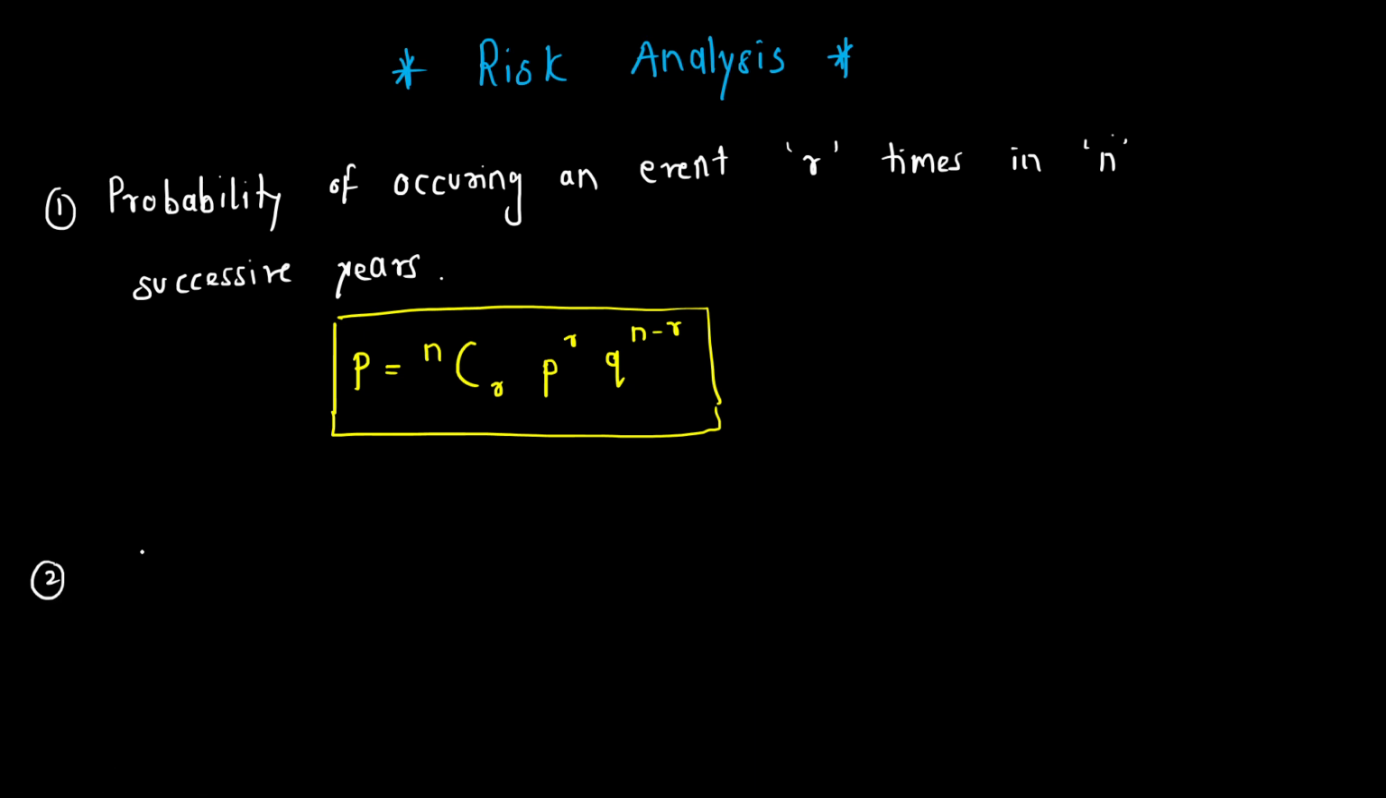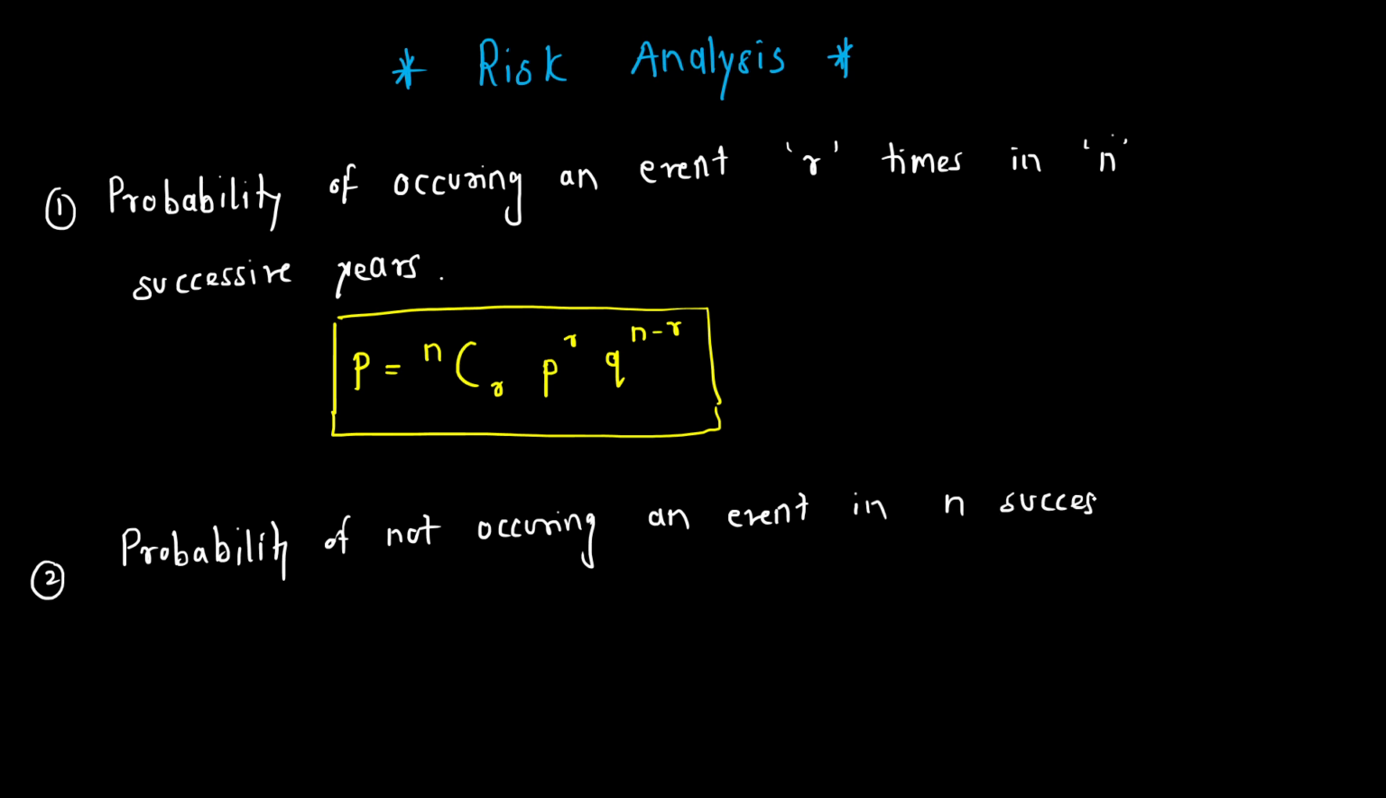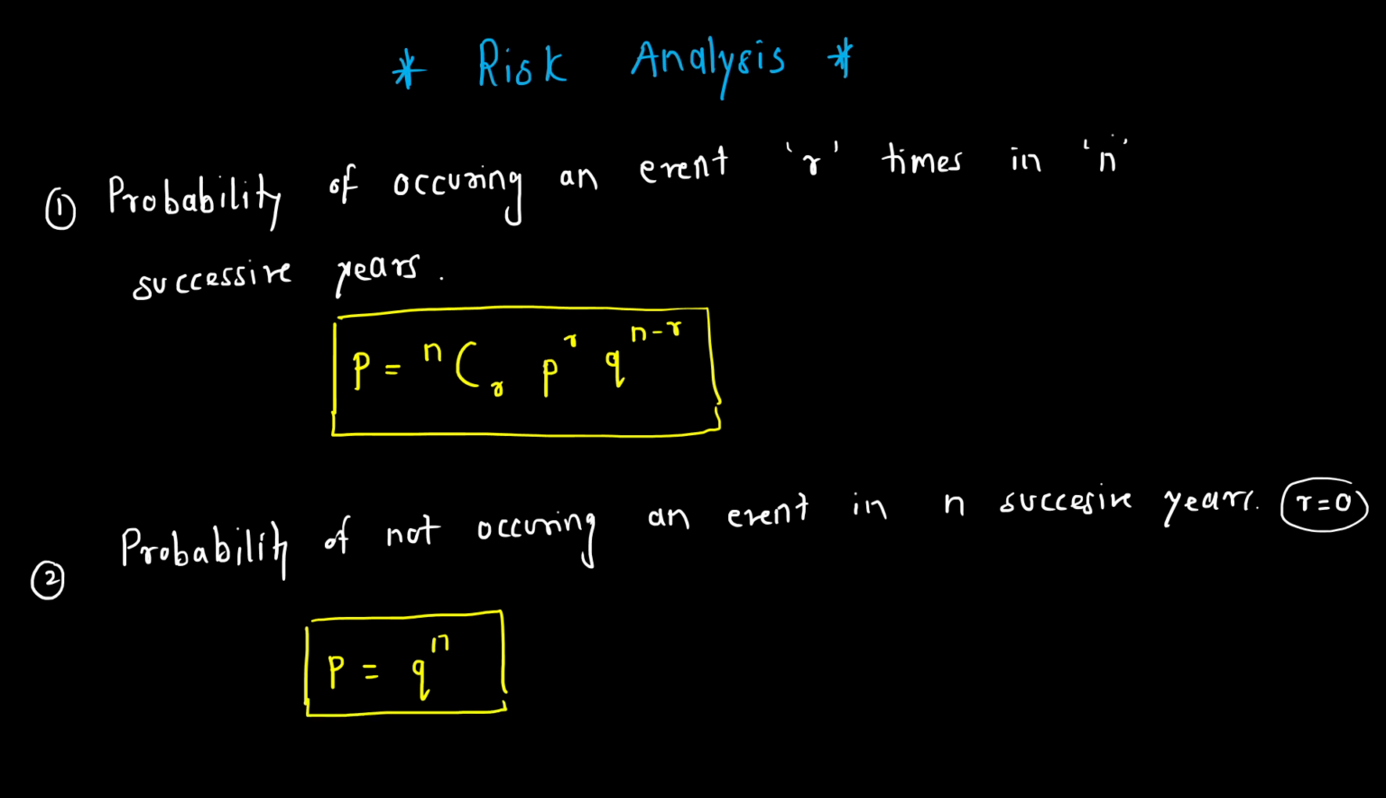Now the second one: what is the probability of an event not occurring in n successive years? The probability that an event is not occurring in n successive years means in this case the r value is equal to 0. So in the first formula you substitute r equal to 0, and we get nC0, that is 1, p to the power 0, that is 1, so you will get q to the power n minus 0, so q to the power n. So the probability that the event is not occurring in n successive years is equal to q to the power n. This q can also be written as (1 minus p) to the power n.